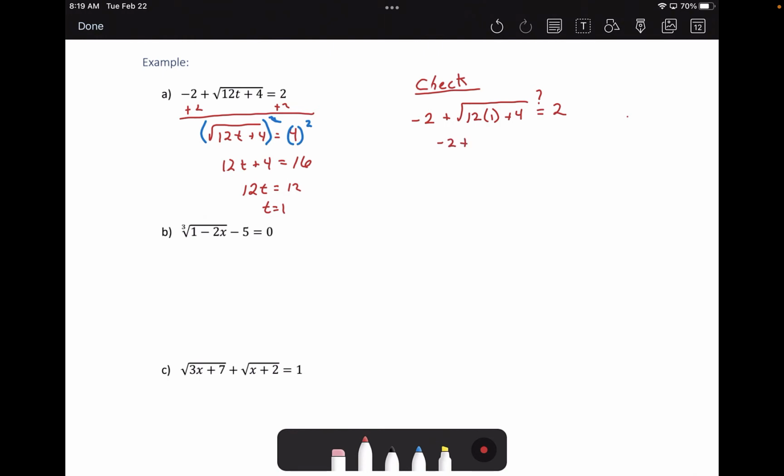Negative 2 plus the square root of 16 is 2. Negative 2 plus 4 is 2. 2 equals 2 is a true statement, so we know our answer 1 is correct.